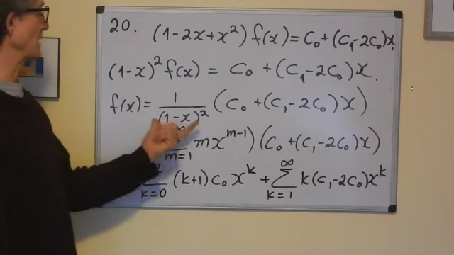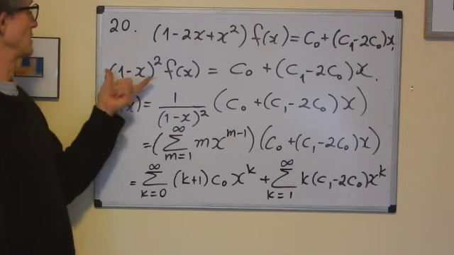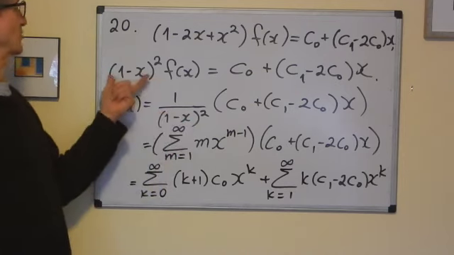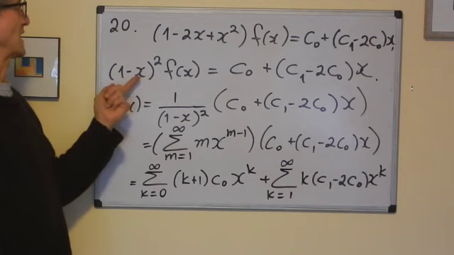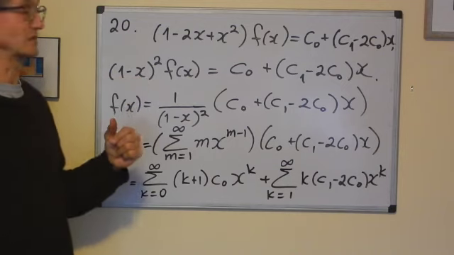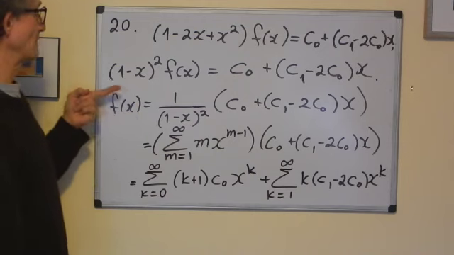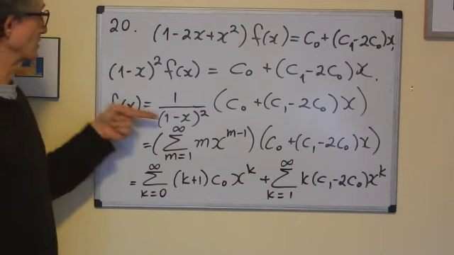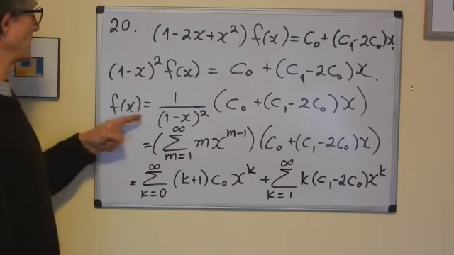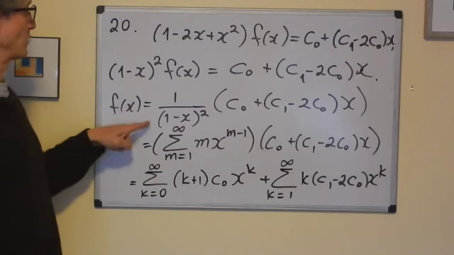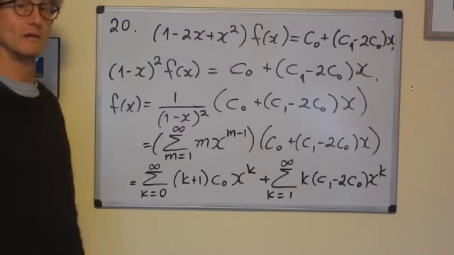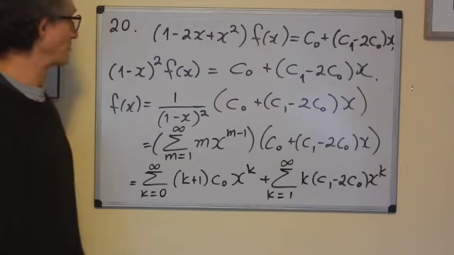And so f of x is equal to 1 over 1 minus x squared times this. Notice, of course, we're making the assumption that this all makes sense. So, for example, obviously x is not 1, or else this doesn't make any sense. And so we're proceeding formally.